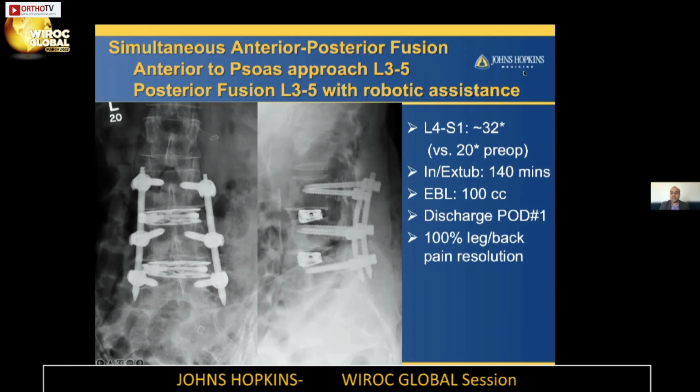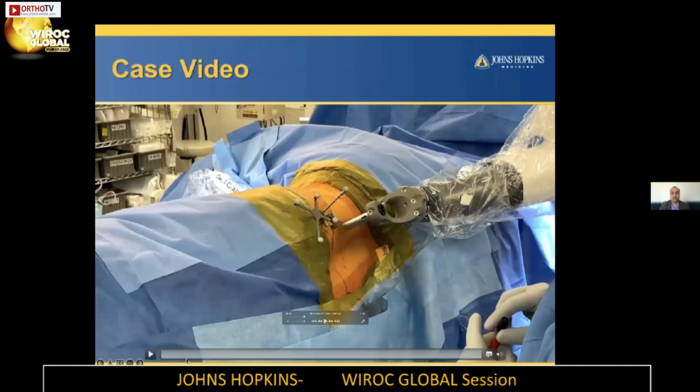Essentially what we were able to accomplish using this approach was L4 to S1 segmental lordosis of about 32 degrees. The intubation to extubation time was 140 minutes, so just over 2 hours, with less than 100 cc's of EBL. The patient was able to go home on post-op day 1 and had 100% resolution of leg and back pain. And this is for those who are not familiar with how to put screws in a lateral position.